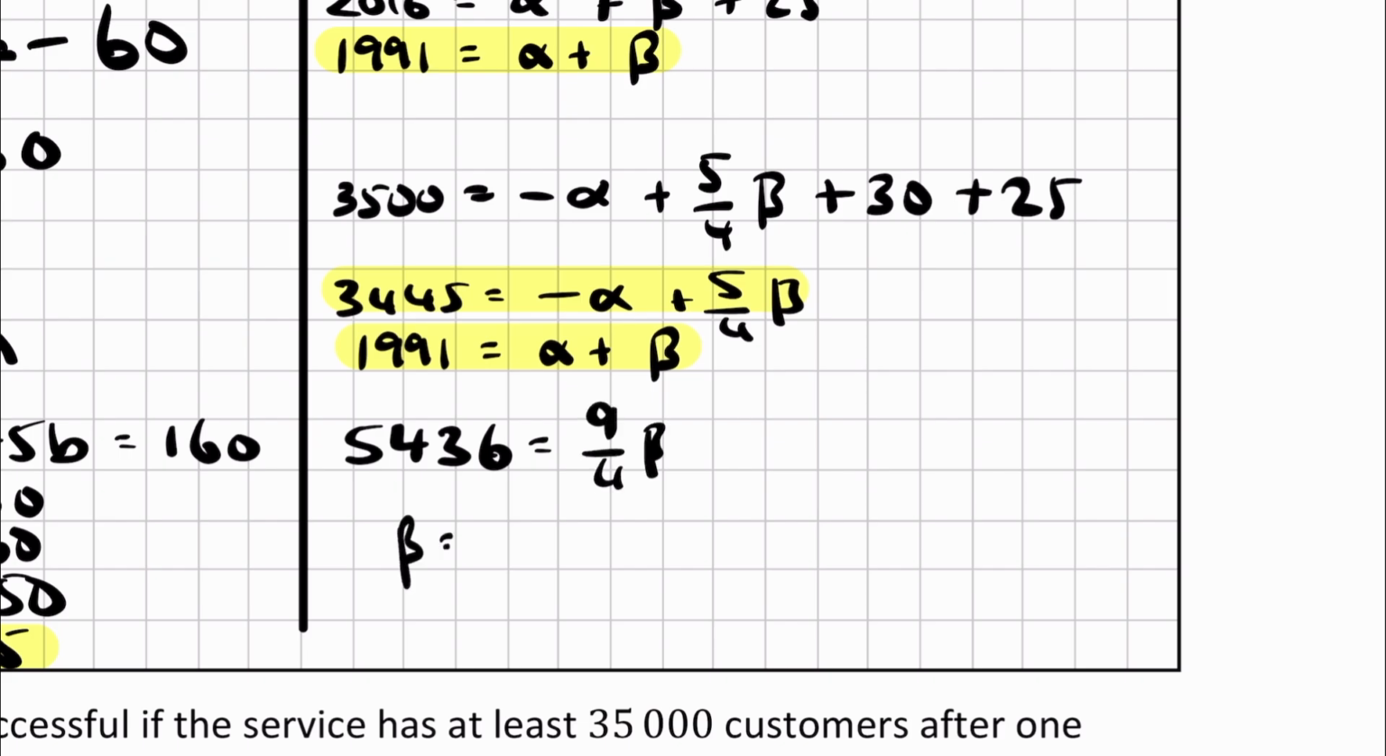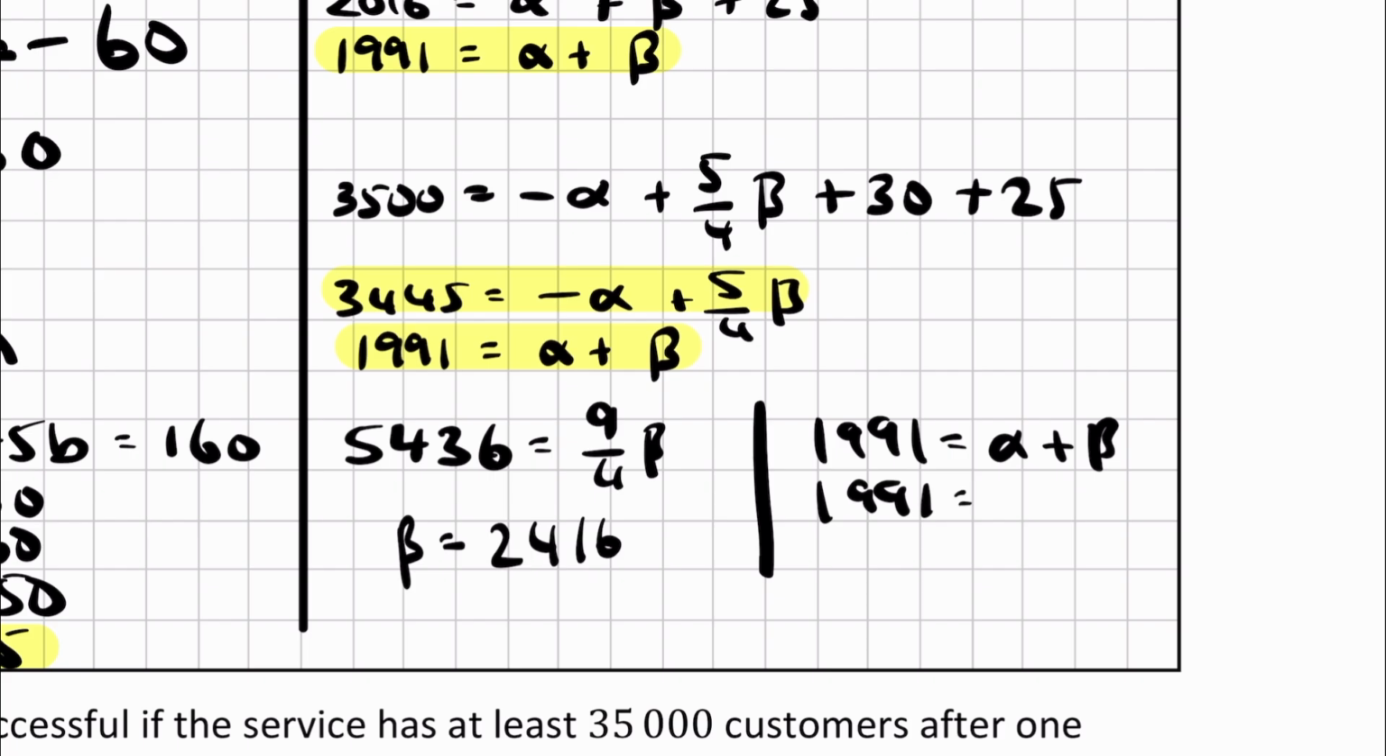Making beta the subject, so 5,436 multiplied by 4 and divided by 9, I get beta to be 2,416, which is perfect. Now, go back and find alpha, so go up into either equation. 1991 equals alpha plus beta. 1991 equals alpha plus 2416, so alpha is 1991 minus my answer, minus 425.